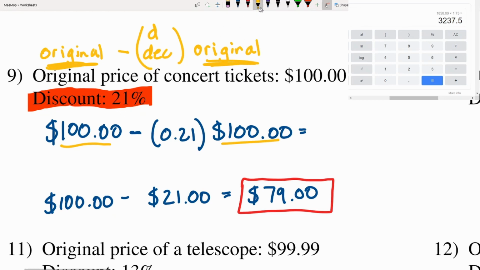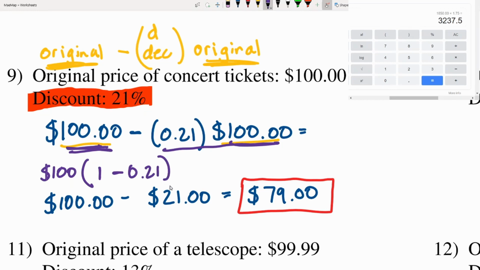So you can see here that if we pulled out $100 from each of these two terms, that would be $100 times, well, pulling it out of 100 leaves us with 1, and pulling it out of 0.21 times 100 will leave us with 0.21. So up above, when we were doing markups, we were adding the decimal, but with discounts, we're going to be subtracting the decimal from 1. But let's finish this out to show you that it's going to give us the same result.